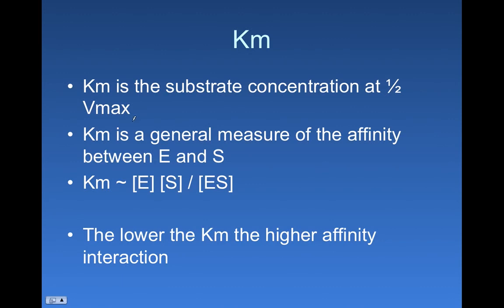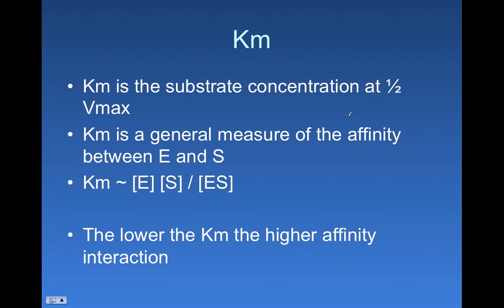And really, Km is a good measure of the affinity between the enzyme and the substrate. If it takes a whole lot of substrate to reach the maximal velocity, that means your enzyme doesn't really like to bind to it very much. And you've got to increase the concentration of that substrate to tremendous amounts to get to that maximal velocity. Now, if it took a lot of substrate to reach the maximal velocity, then it's going to take a lot of substrate to reach half of that maximal velocity. So your Km is going to be high.